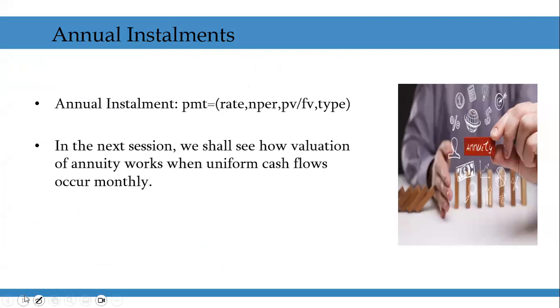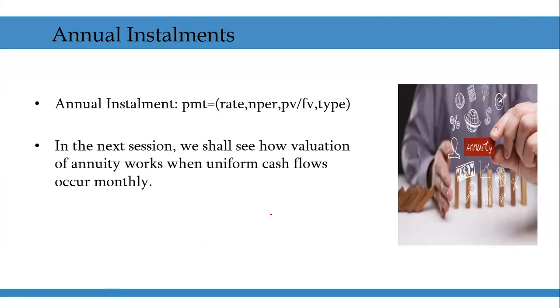So therefore, the annual installment formula is PMT, rate, number of periods, present value or future value, whichever is applicable, and type. In the next session, we shall see how valuation of annuity can be applied when uniform cash flows occur monthly, not annually. Because in most of the business situations, annual cash flows happen because businesses take loans and normally repay the amount every year, or businesses issue bonds on which interest is paid annually.